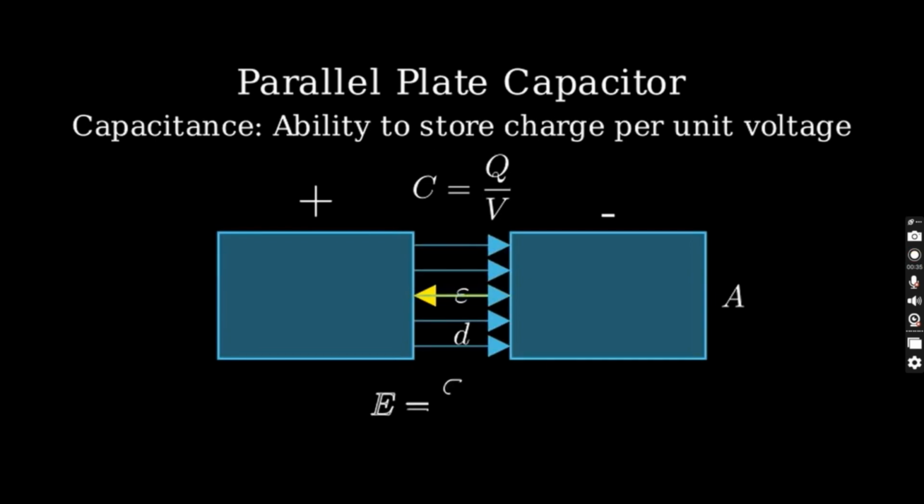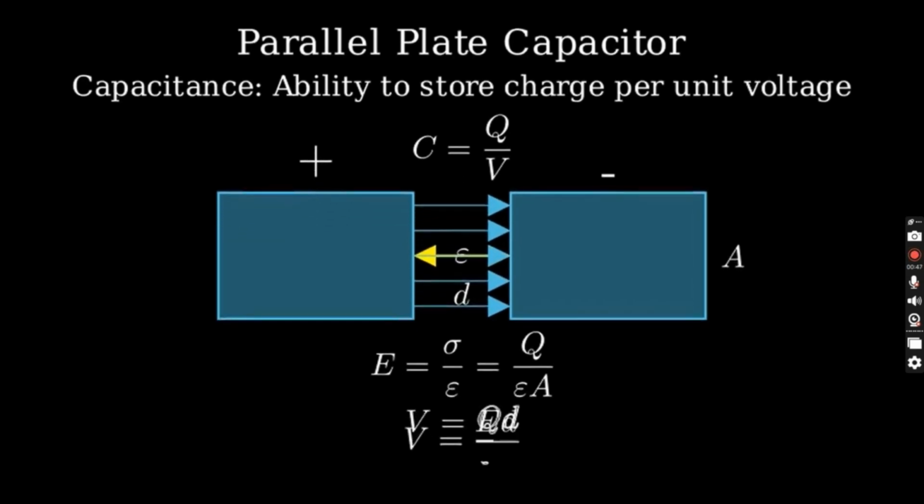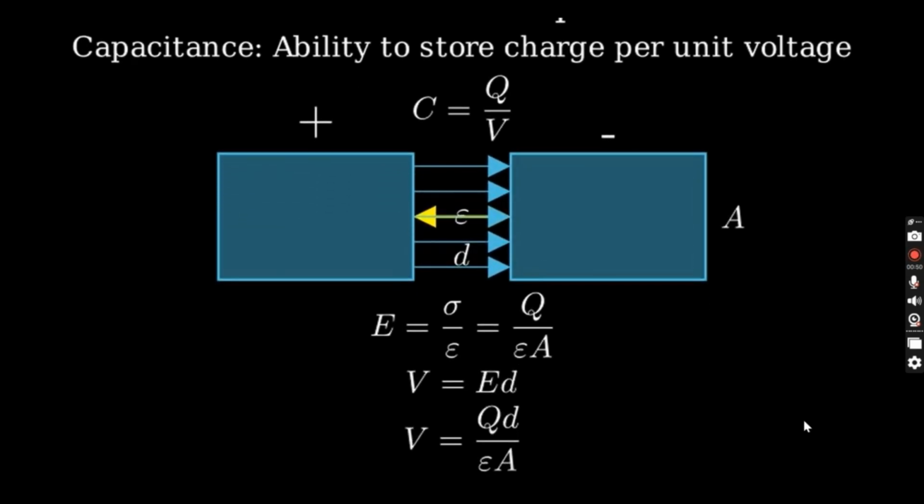The electric field between the plates is uniform and can be calculated using the surface charge density sigma. The electric field E equals sigma divided by epsilon, where sigma is the charge Q divided by area A. The voltage across the plates is related to the electric field by V equals E times d. Substituting our expression for E, we get V equals Qd divided by epsilon A.